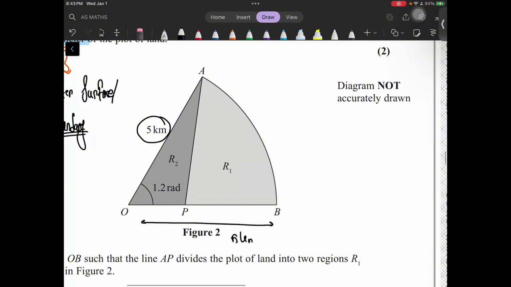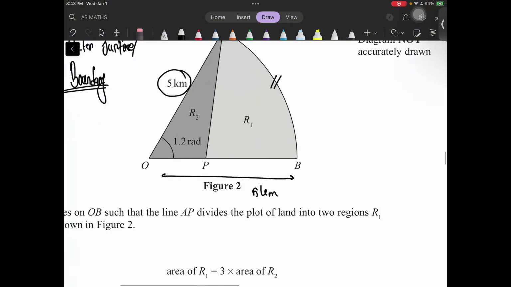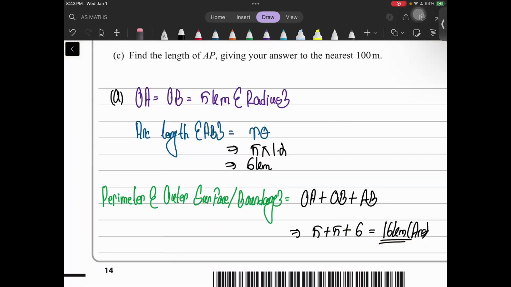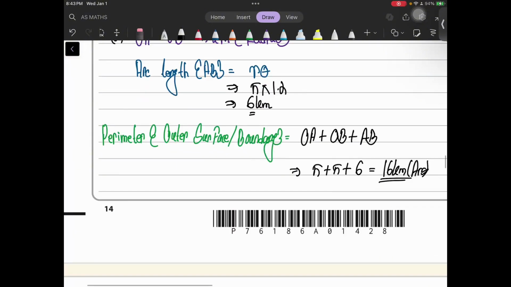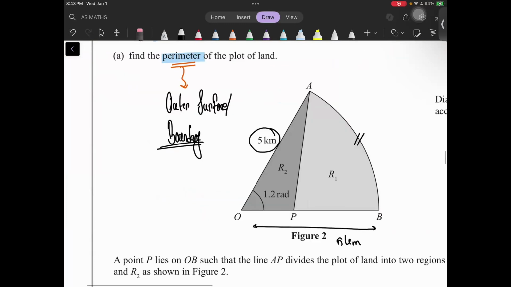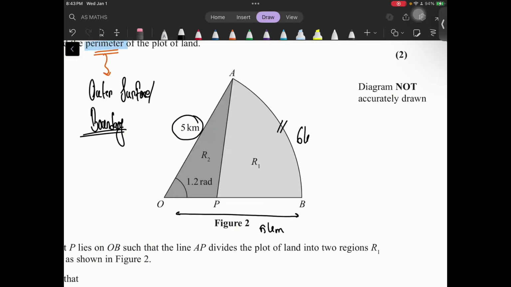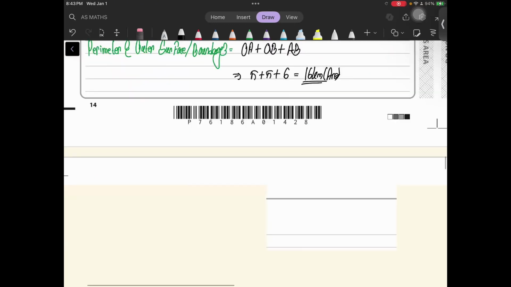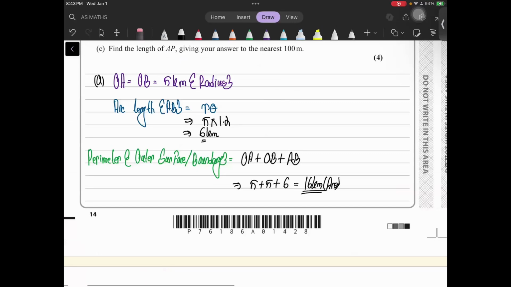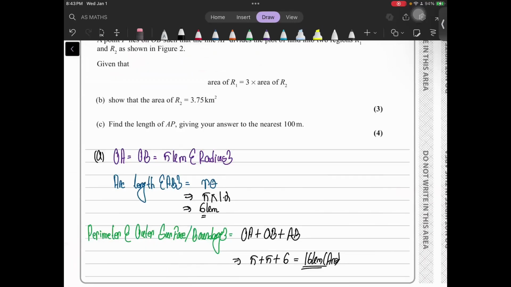Now you have to know this arc length of AB, and arc length has the formula S equals R theta. So use that. Radius is 5 and theta is 1.2, and you get a value of 6 kilometer, right? So now you know the values of OA, OB, and AB. So the perimeter is going to be 5 plus 5 plus 6 equals 16 kilometer, right? Right, and then you set up the point P.